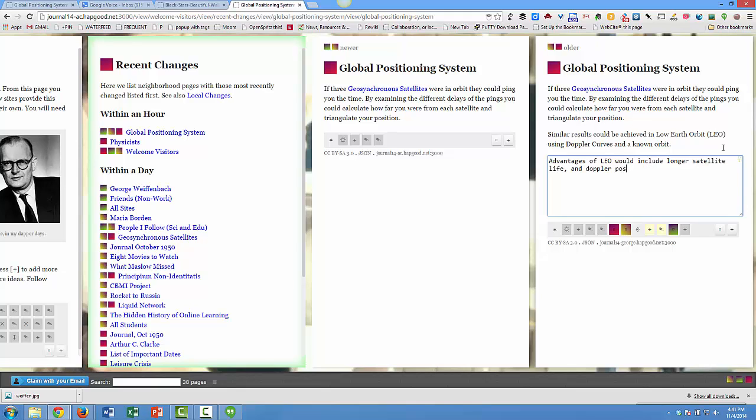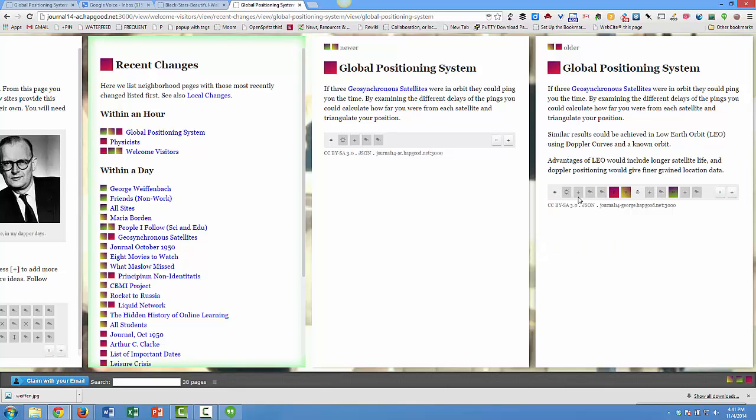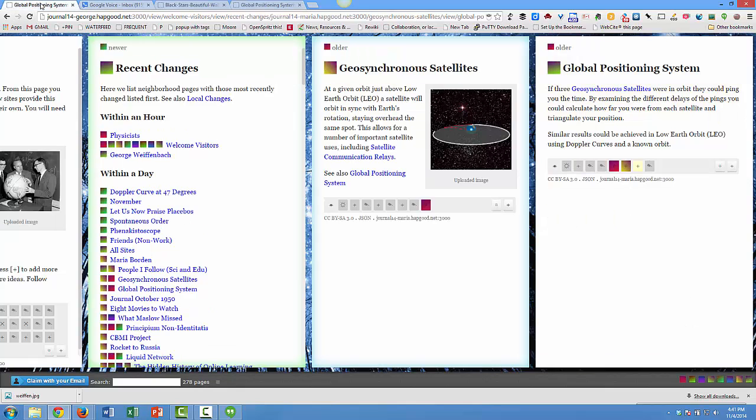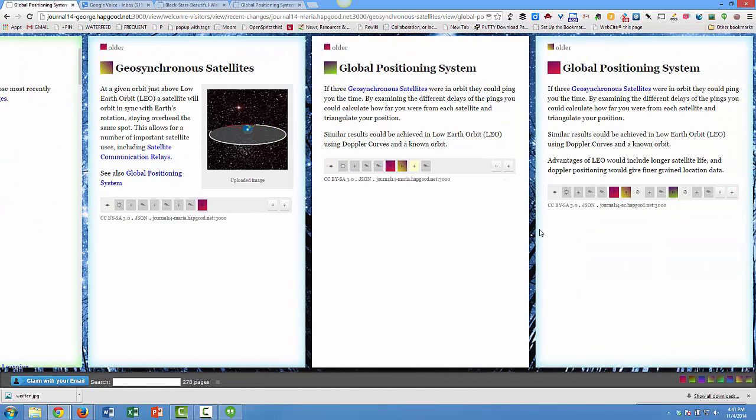It says, look, LEO satellites would have a longer life, etc., and Doppler positioning would give you finer grained location data, right? And now if we come back here and we look and see from the point of view of George, we can see Arthur's updates, right? If I accept Arthur's updates, now all the people that are following me will see the newer version that incorporates both my initial reply and then Arthur's expansion of my reply.